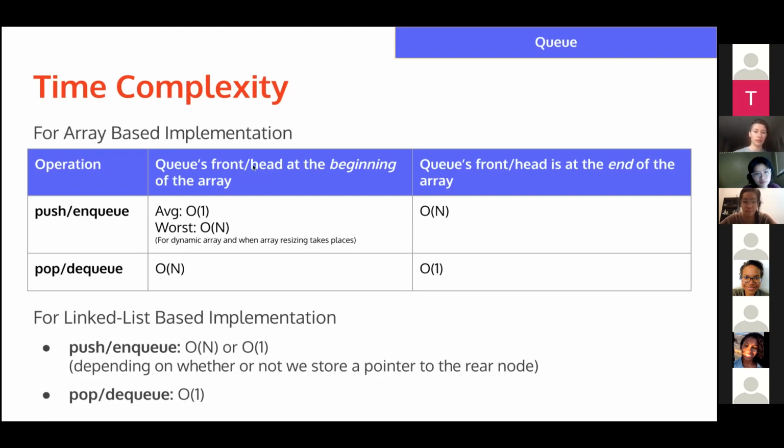Now shifting over to this first column and thinking about, okay, what would the time complexity be if the front was at the beginning of the array? So in this case, when we enqueue things, we add it to the end of the array. When we dequeue things, we pop the first element off and shift everything else over to the left. So the complication here is that when we push or enqueue, we are just adding something to the end. So on average, that should be O of 1.